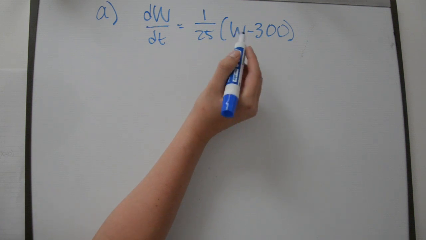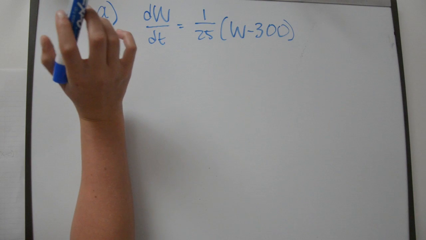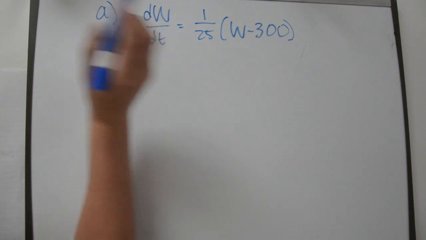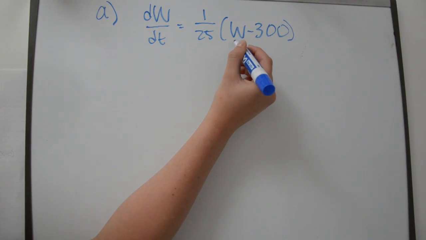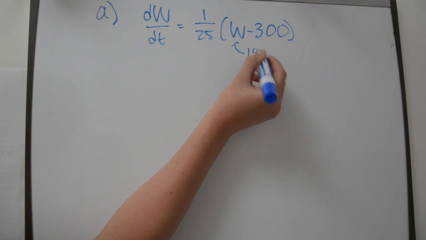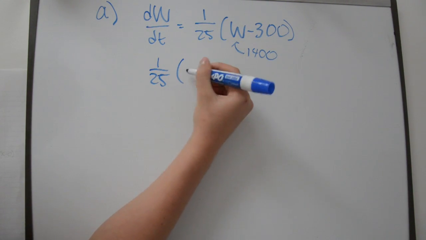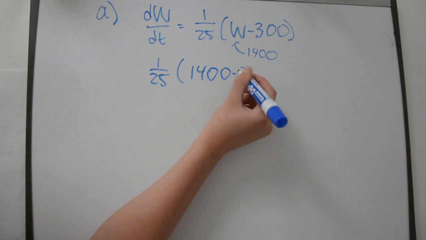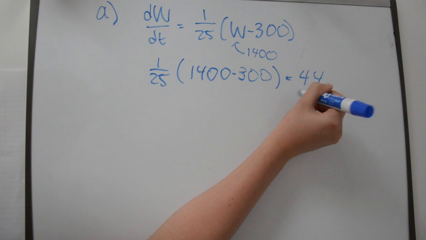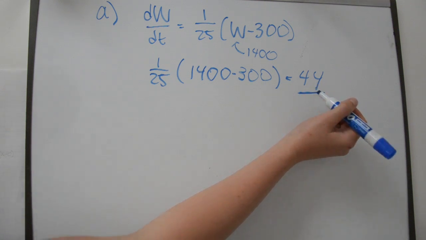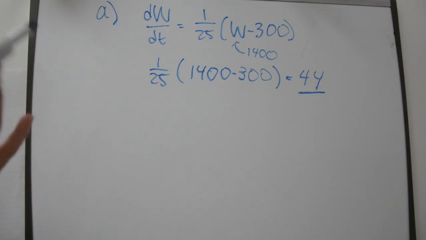So to do this, you already know that t equals 0 gives the initial conditions, but then you need to find W, which according to the problem above is 1,400 tons. So you plug it into this equation, which gives 1/25 times 1,400 minus 300, which equals 44. This will be the slope of your line tangent to the curve when t equals 0.